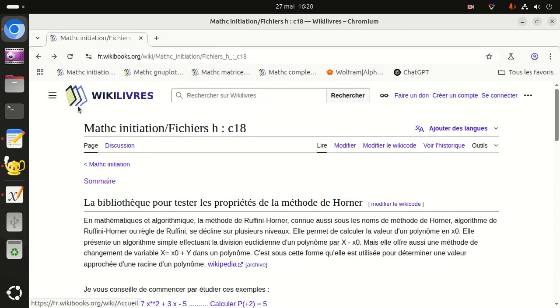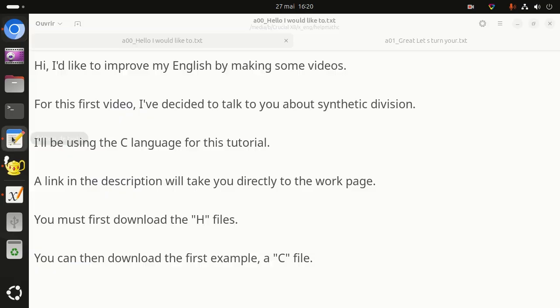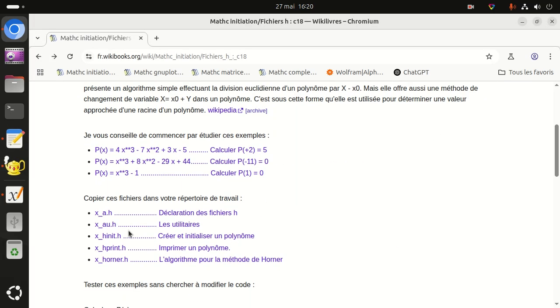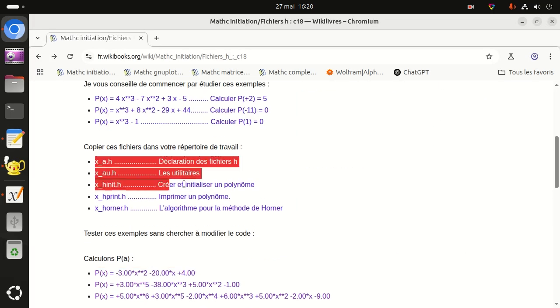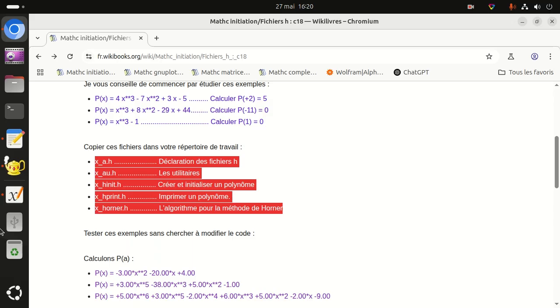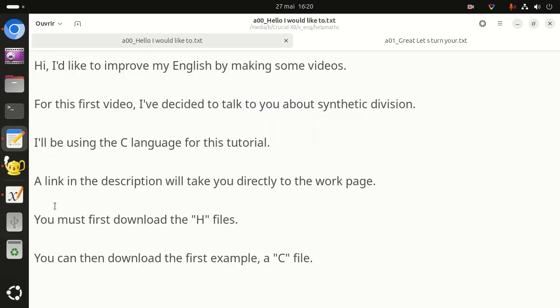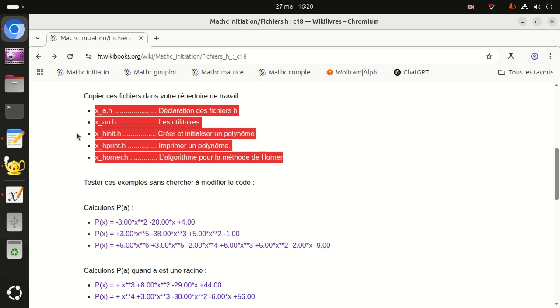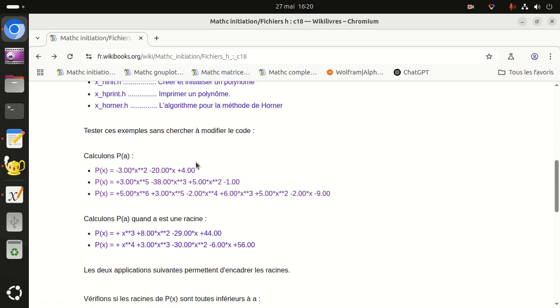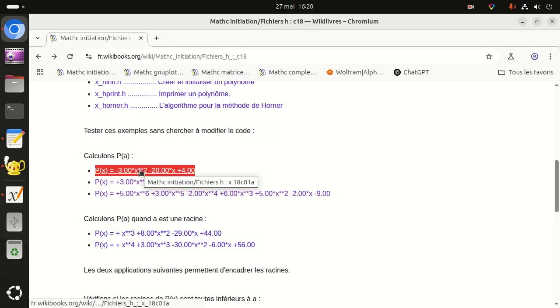This is a work page, a wikibook, a French wikibook. You must first download the hash file. You find here the hash file. You can then download the first example, a C file. This is the first example, a C file. Now I try to download this C file.